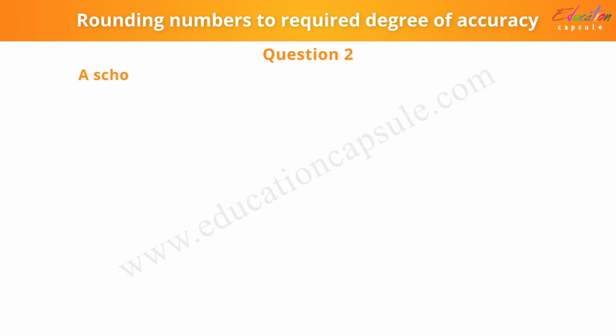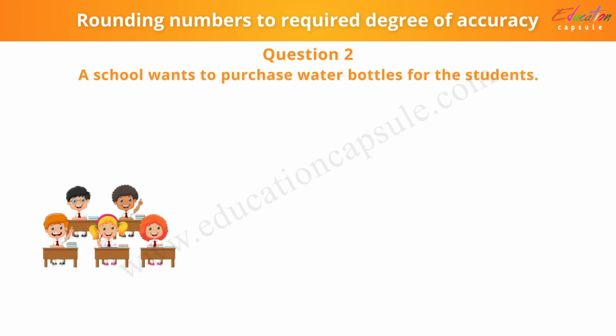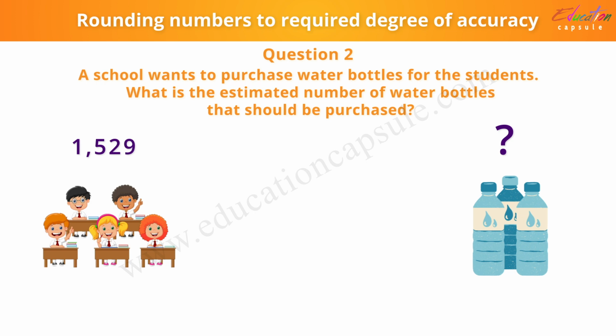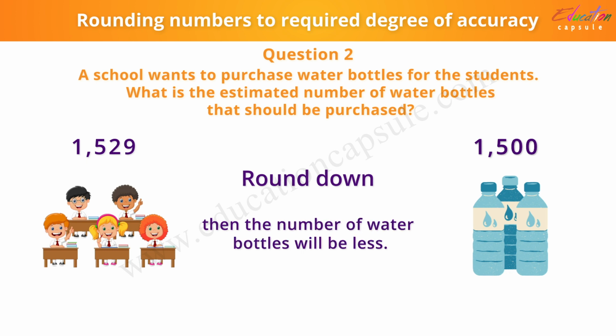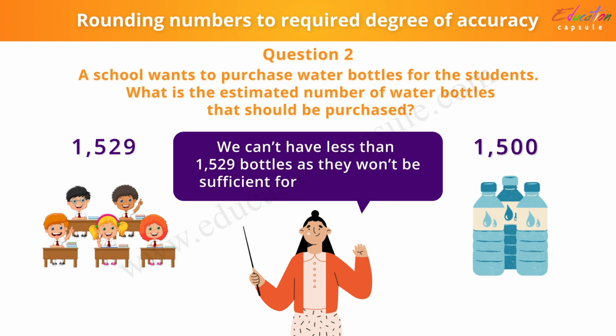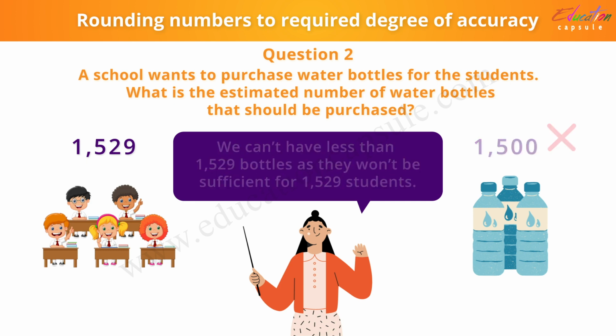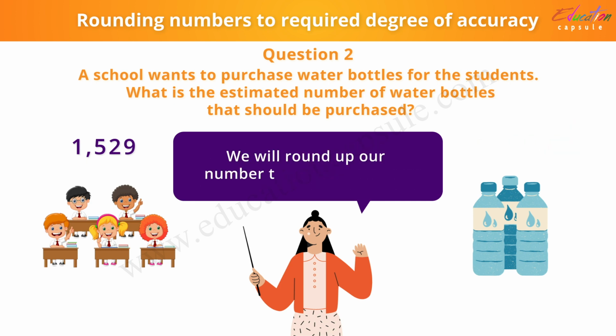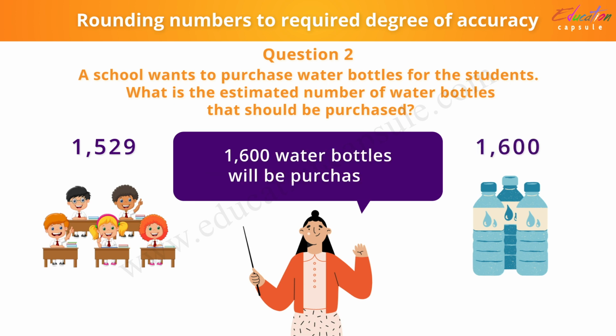Question 2. A school wants to purchase water bottles for the students. If there are 1,529 students at the school, then what is the estimated number of water bottles that should be purchased? Now here, if we round down to 1,500, then the number of water bottles will be less. In this situation, we can't have fewer than 1,529 bottles, as they won't be sufficient for 1,529 students. So, in this situation, we'll round up our number to the nearest 100. That means 1,600 water bottles will be purchased.